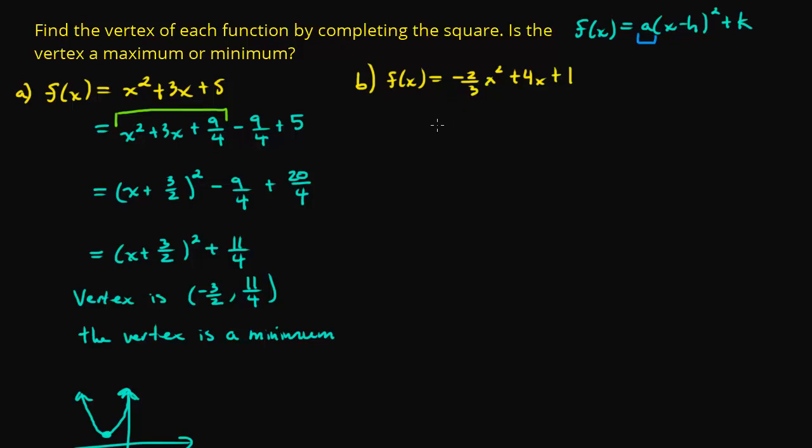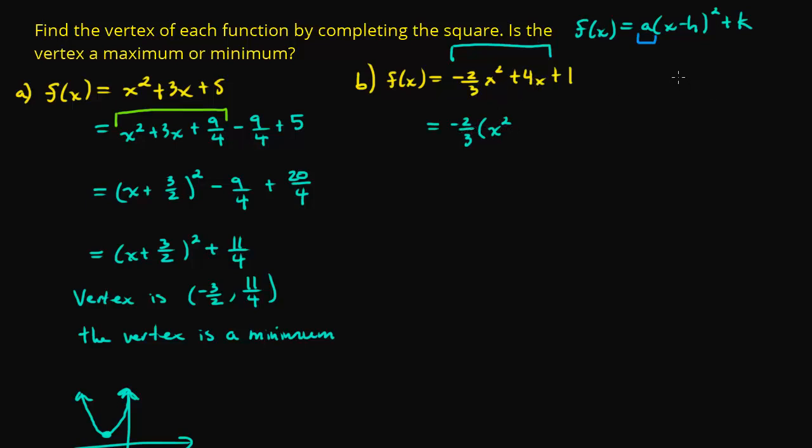So the first step in completing the square is to factor out this a coefficient between the quadratic term and the linear term. So this is your quadratic term, this is your linear term. I'm going to common factor negative 2 over 3 out of both of those terms, and I'm going to leave the constant term outside of the brackets. So I'm going to have negative 2 over 3 x squared. And now I've got to divide 4 by negative 2 over 3.